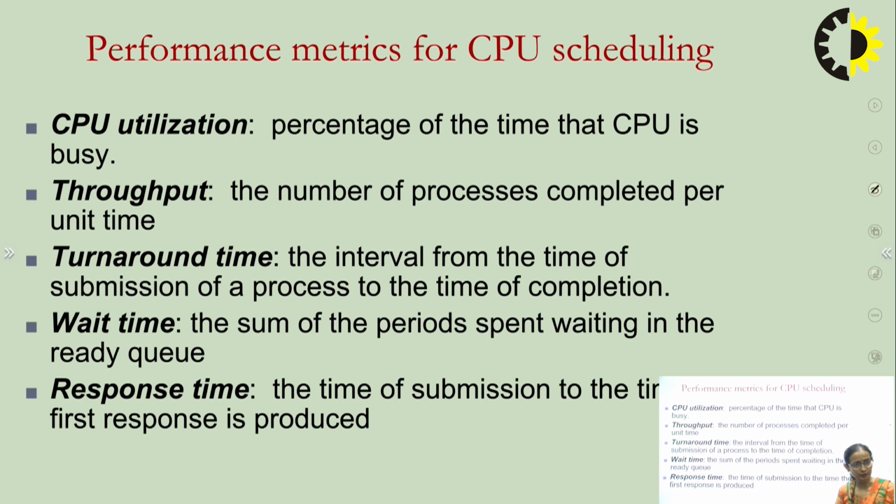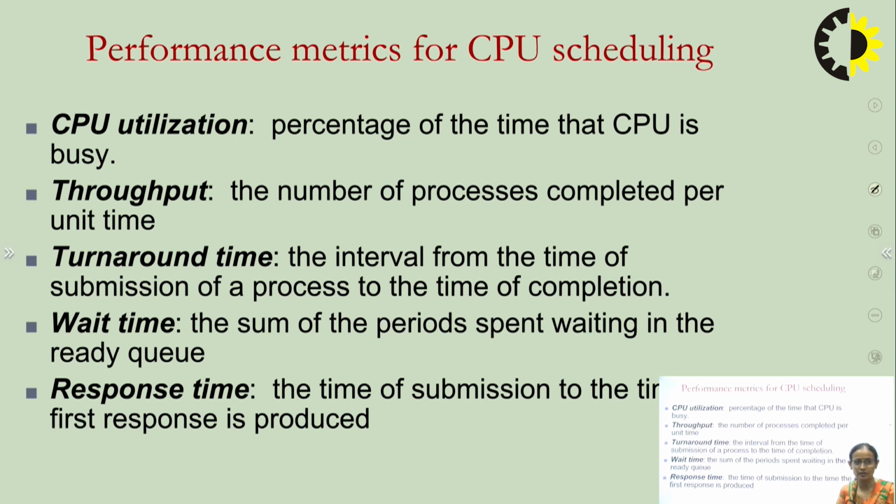In the case of turnaround time, what is turnaround time? Once you have submitted a job, the total time from that point to the termination of that job or process is known as turnaround time. So what is its definition? The interval from the time of submission of a process to the time of completion. Waiting time is the sum of the periods spent waiting in the ready queue. That is, how much total time the process has spent in the ready queue. So this corresponds to your wait time.